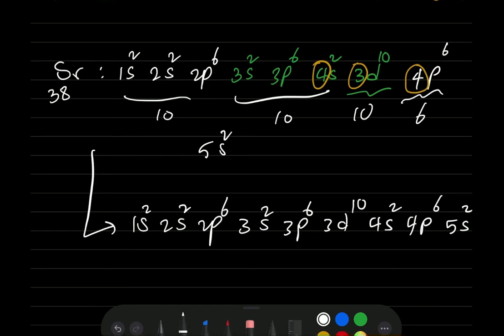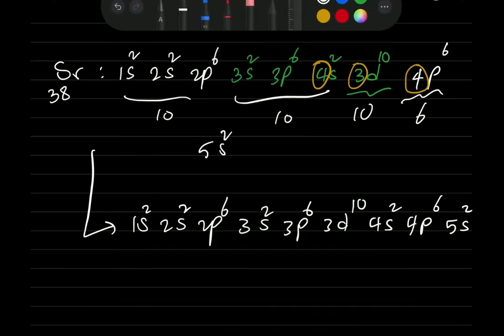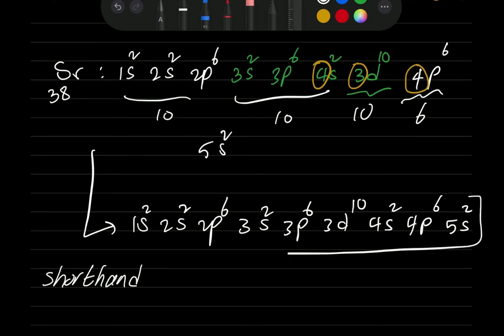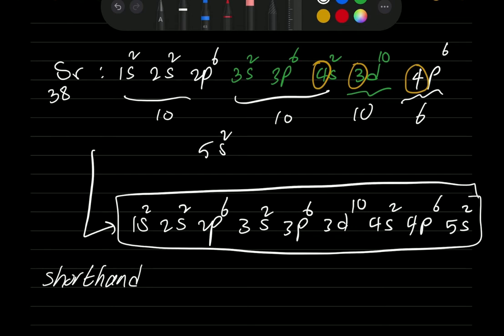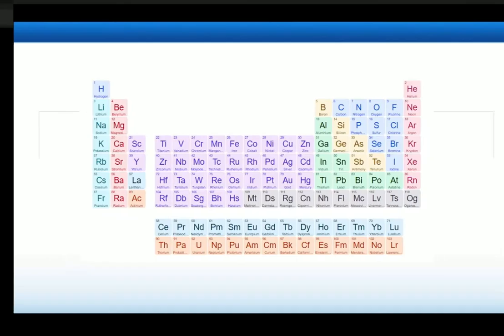But if I ask you to shorthand this electronic configuration, how can I do it? It looks so long, right? How can I decrease this, or describe it in a smaller way? We can use the noble gas core. Look at the periodic table.